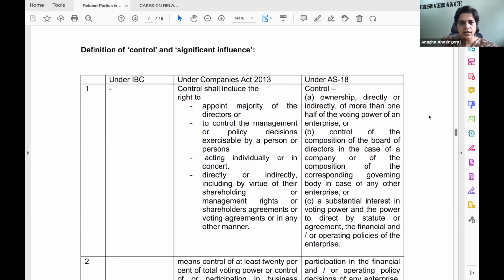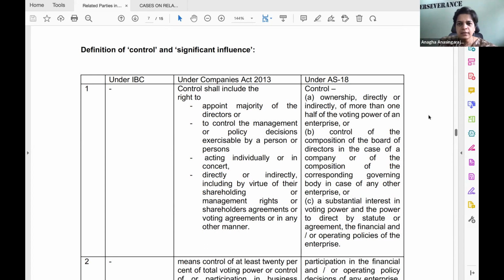So "any other manner" again is very vague, so we will have to look at the facts of the case. But this includes the right to appoint majority of the directors or to control the management or policy decisions by a person or persons who may be acting individually or in concert, and directly or indirectly, including by virtue of their shareholding or management rights, which may be under an SHA or under a share transfer agreement, or by any other voting agreements, or in any other manner, which may be there based on the facts of the case.